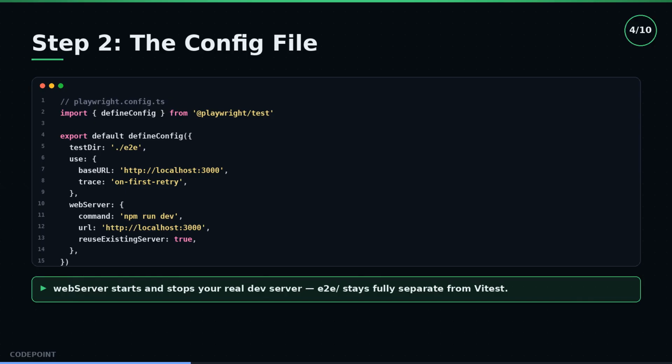webServer is the piece that makes this runnable with one command. Playwright starts the real Next.js dev server itself before any test runs, and tears it down after, instead of you remembering to have it running in another terminal every time. Note: E2E tests live in their own e2e/ directory, completely separate from the .test.ts files Vitest picks up. The two runners never overlap. npx vitest never launches a browser, and npx playwright test never touches your mocked unit tests.